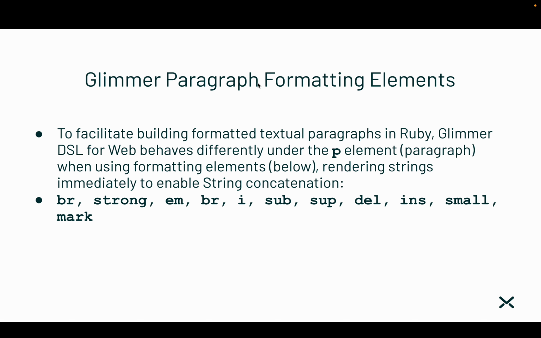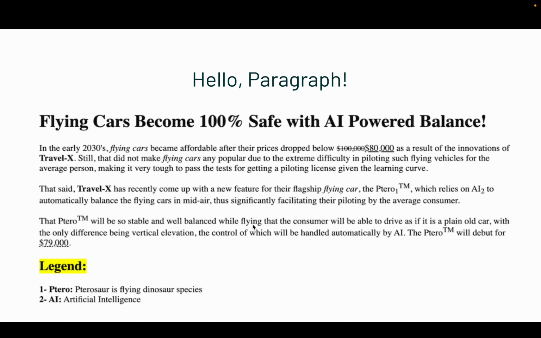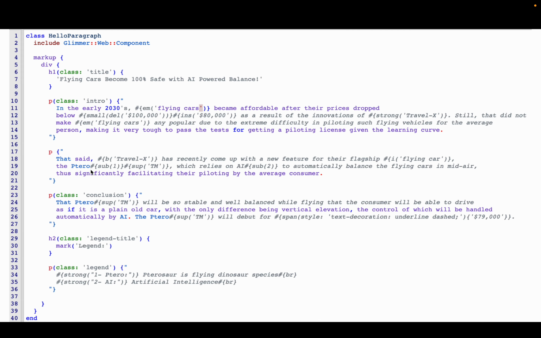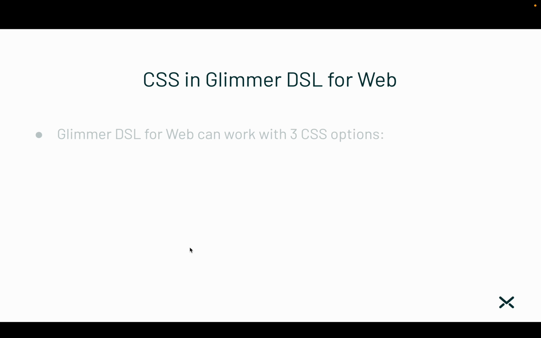This is Glimmer supporting paragraph formatting, which I already kind of showed, and being able to nest B or EM inside the characters of a paragraph. I already showed an example of that, so we don't have to get into it.